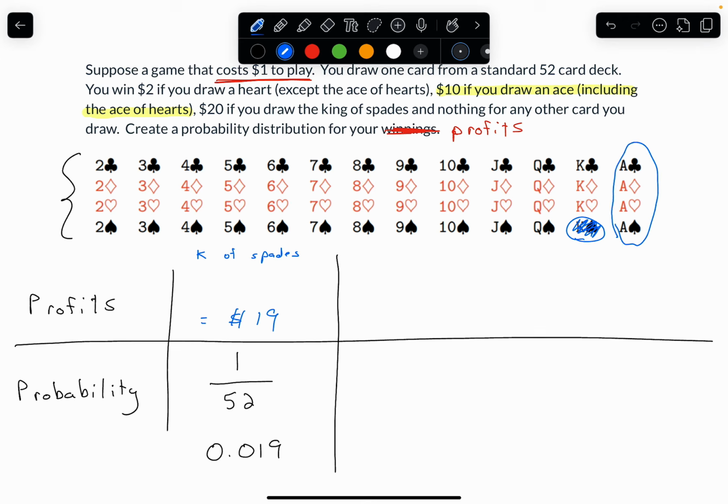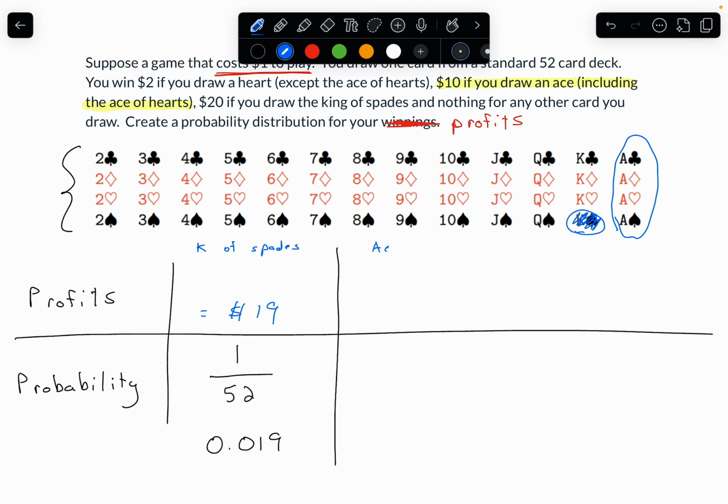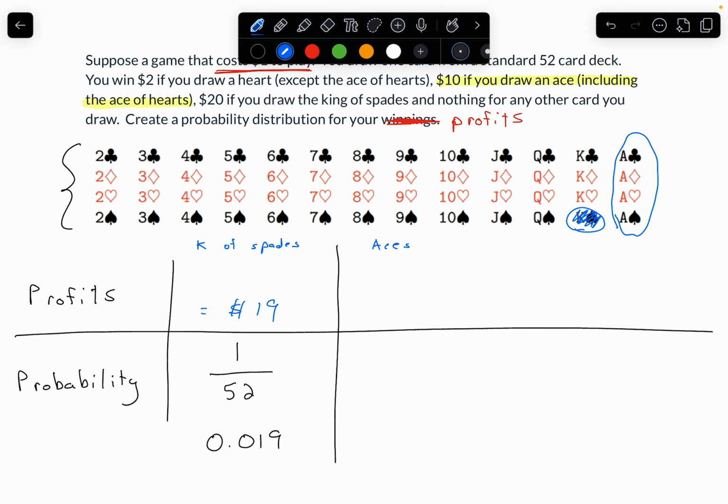So let's talk about the profits first. So we win $10, but again, remembering that we had to pay $1, so this is for the aces right here. We win $10, but we take away 1 for the cost, so this ends up looking like $9 altogether. So our profit is going to be $9.